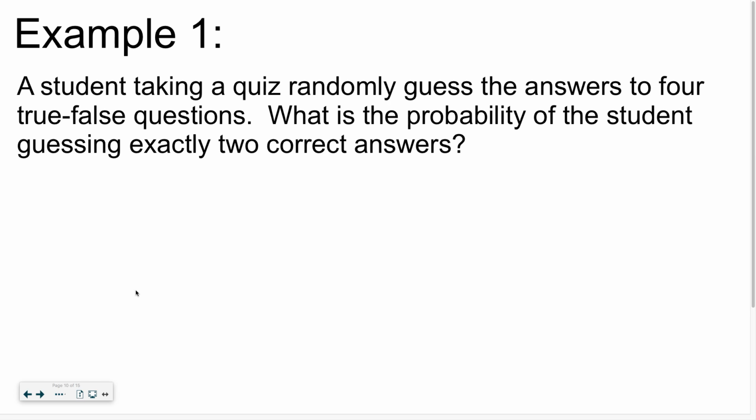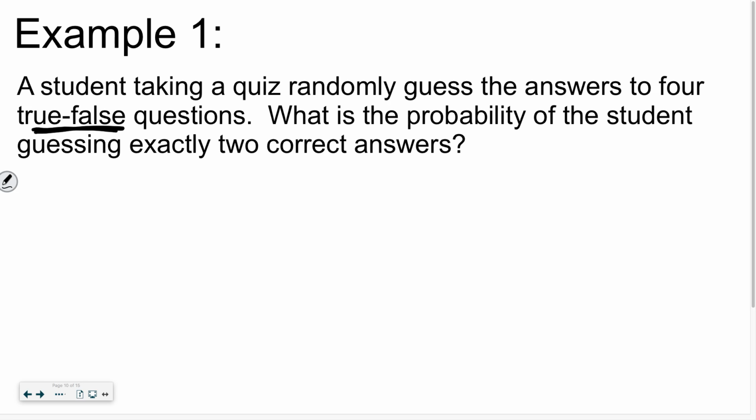True-false test with 4. 16. How are you getting that? 4 plus 4 plus 4, or 4 times 4, or 2 times 2 times 2 times 2. 2 to the power 4.